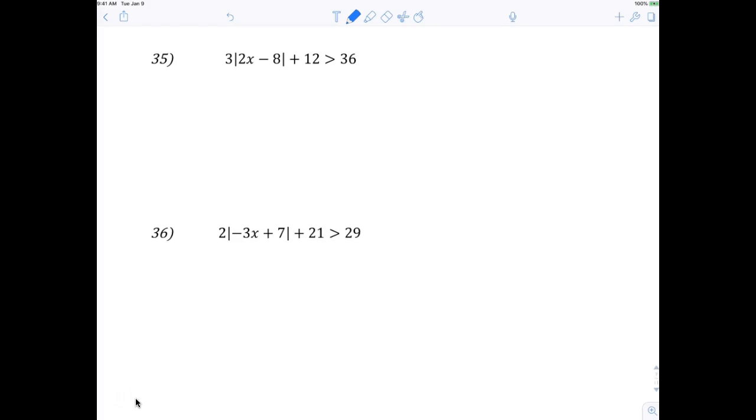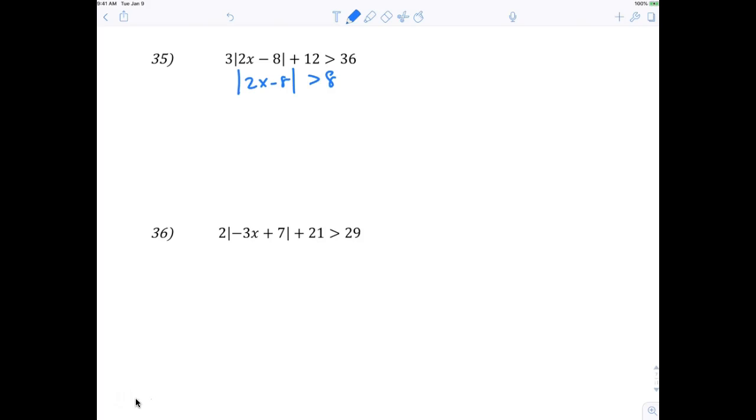All right, so if you subtract 12, what do we get? 24. Then you divide by 3. 8. I think everybody should be doing that. I think everybody should have just written down absolute value of 2x minus 8 is greater than, what did we say it was? 8. Any issues?